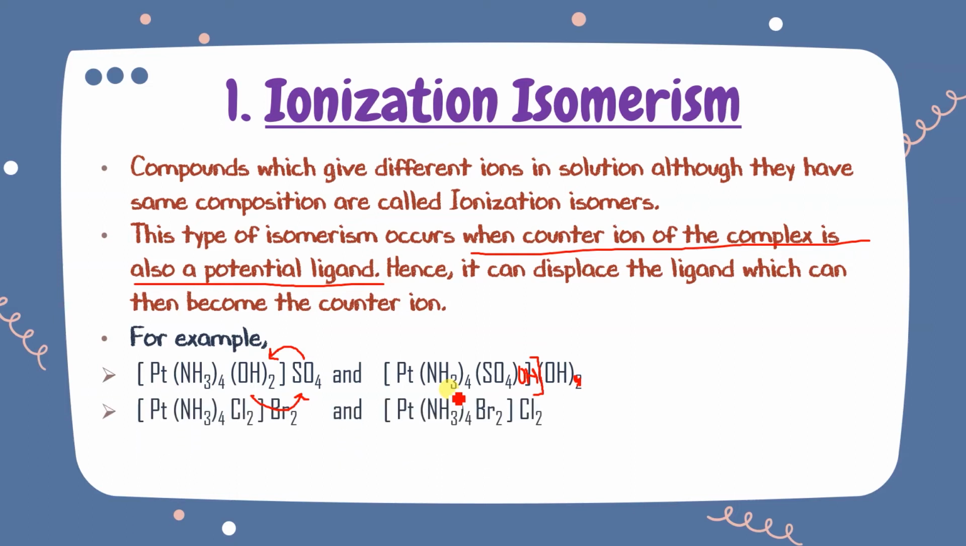Let's do another example. In this case, you can see that 2 Br and 2 Cl are there. Coordination number, if it can, I can write like this, what will happen if, can you write like this, wait.